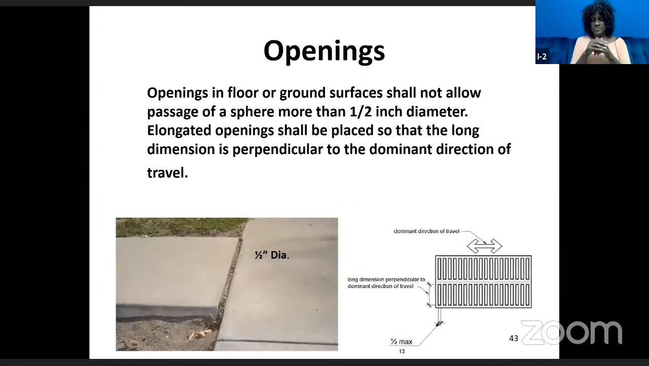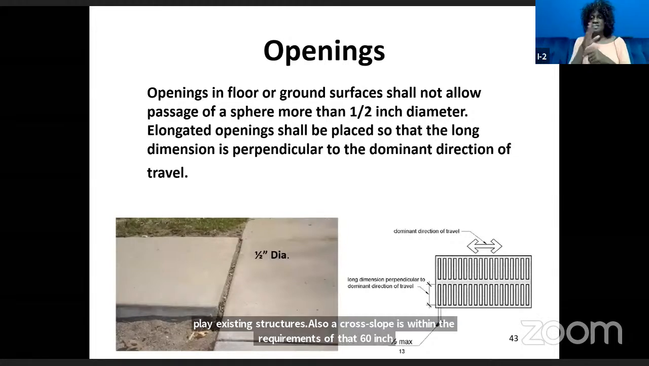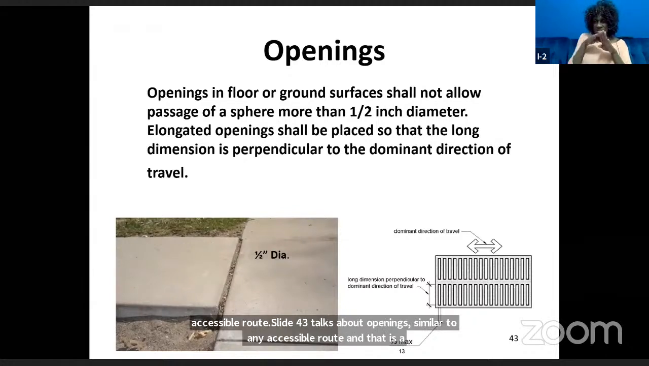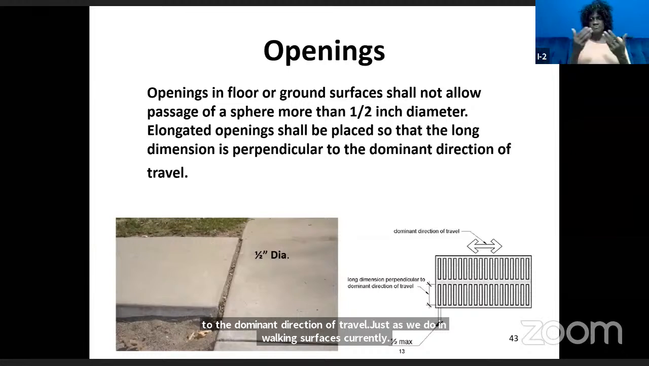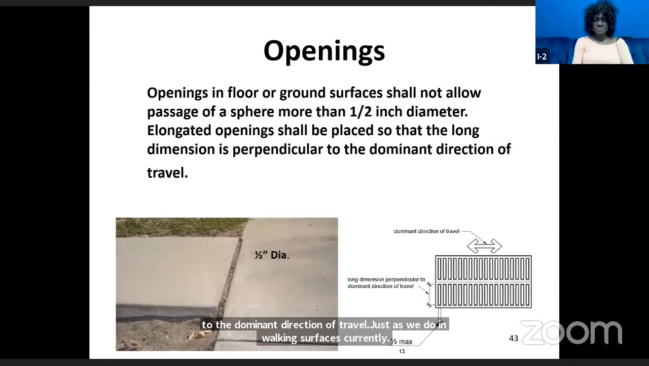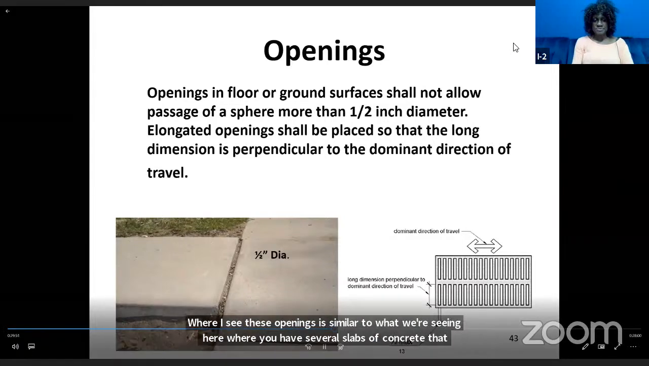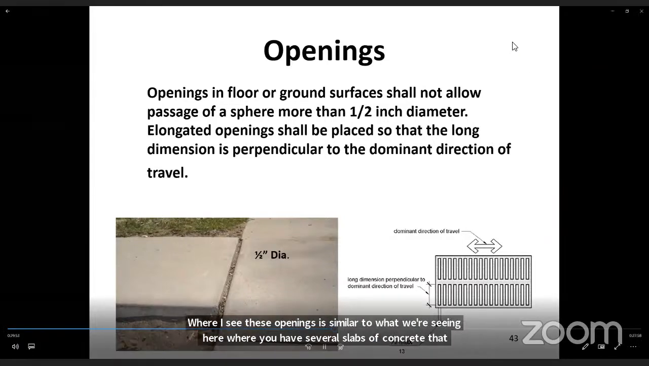Slide number 43 talks about openings, and it's similar to what we find along any accessible route, and that is a 1/2 inch opening, a 1/2 inch diameter. If it's elongated, you want to place that elongated opening perpendicular to the dominant direction of travel, just as we do in walking surfaces currently. Where I see these openings is similar to what we're seeing here, where you have several slabs of concrete that are trying to abut, or you're mixing different surfaces, or you have some type of grading for drainage.